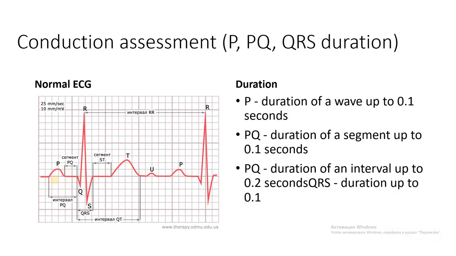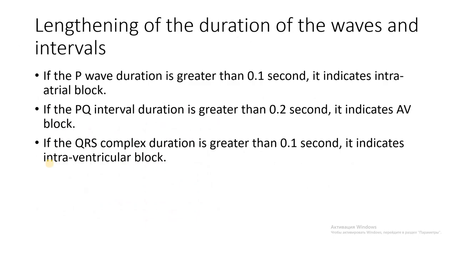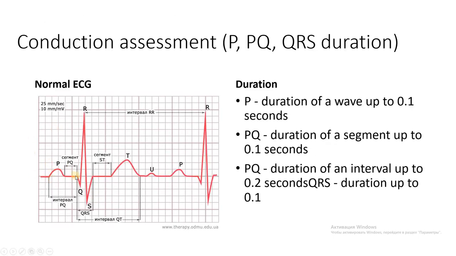Next one, PQ interval duration. This is from the beginning of the P wave until the beginning of the QRS complex. This can be up to 0.2 seconds. QRS duration is from the beginning until the end of the QRS complex. This can be up to 0.1 second.